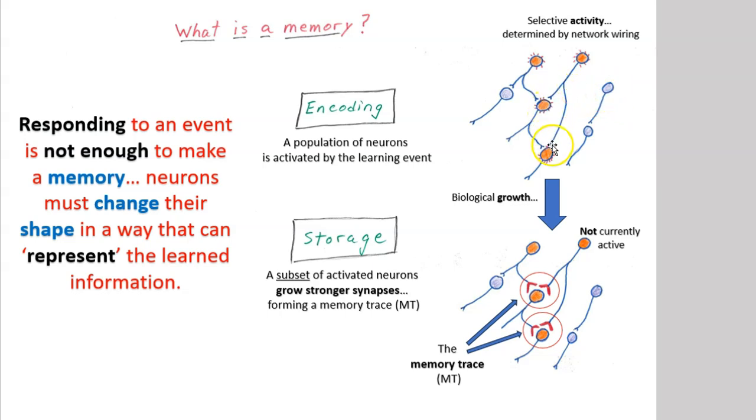But after the event is over, we're going to have a period of biological growth. And that's the storage stage. So now we're getting into the second stage. What's going to happen here is some of those neurons that were activated by the learning event are going to grow stronger synapses. This is happening after the event. Notice the orange neurons are not currently active. And the growth of these synapses, that's what we're identifying as the memory trace for the event. So this is what has to happen if we're going to make a memory of the event. It's not enough to just have neurons respond. They have to change in some way that records the specific characteristics of the event.